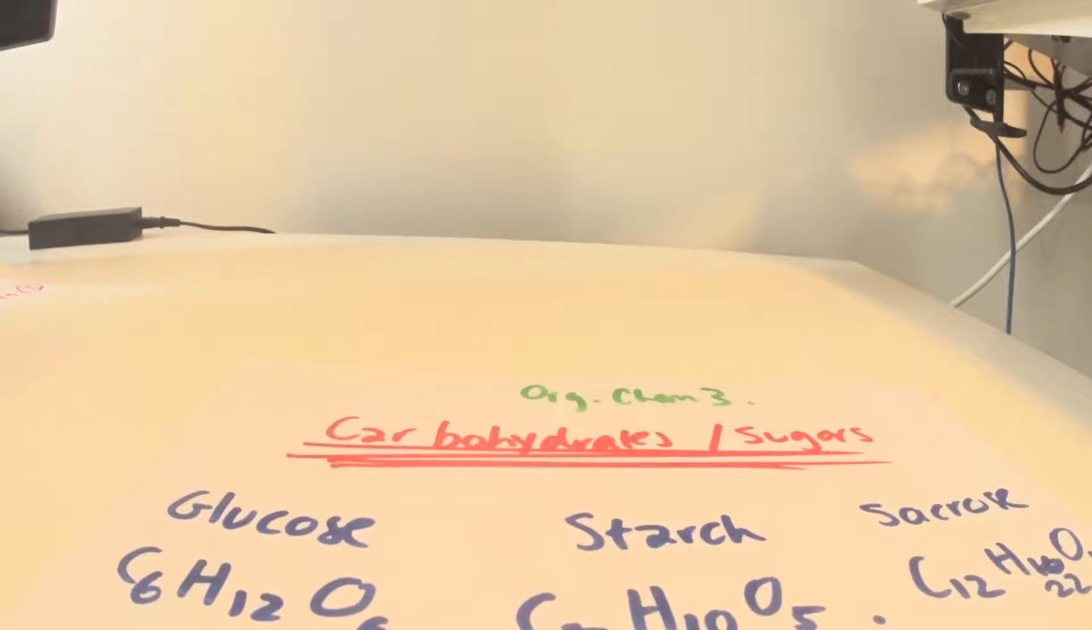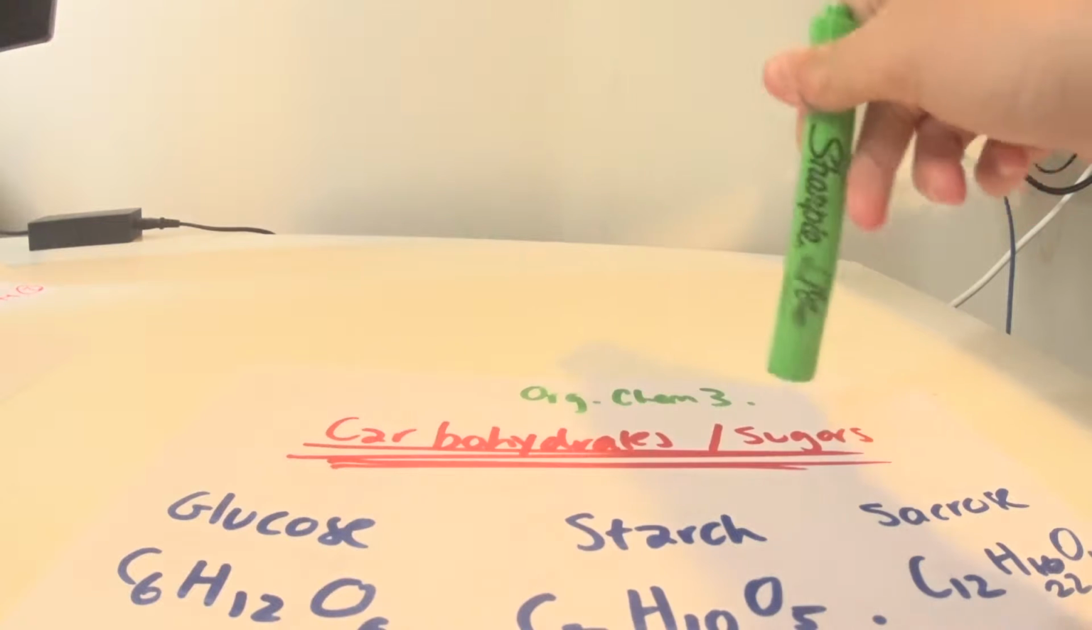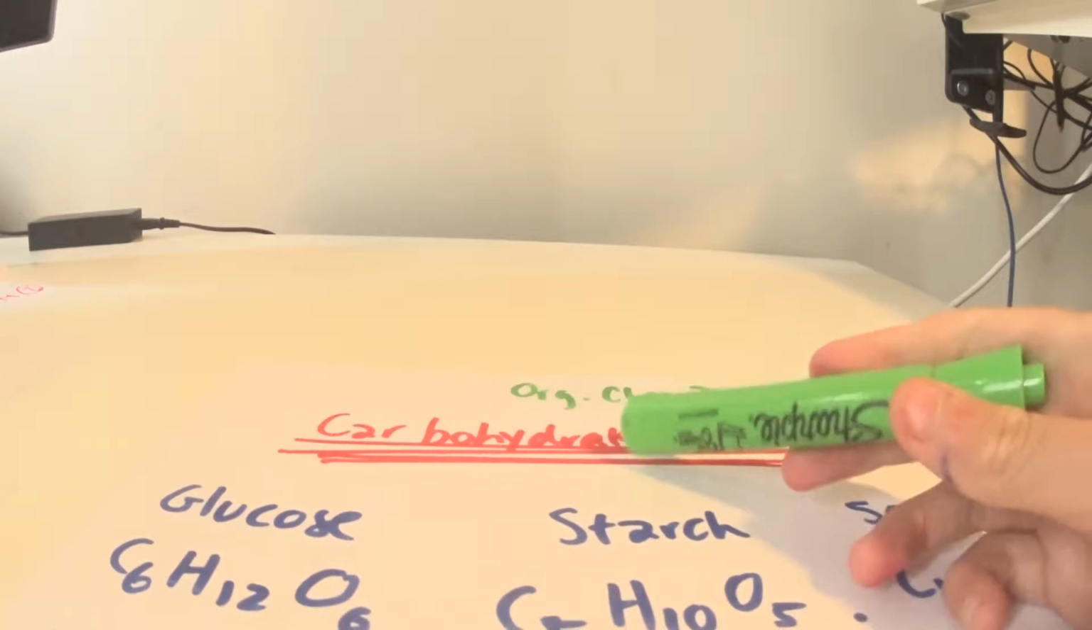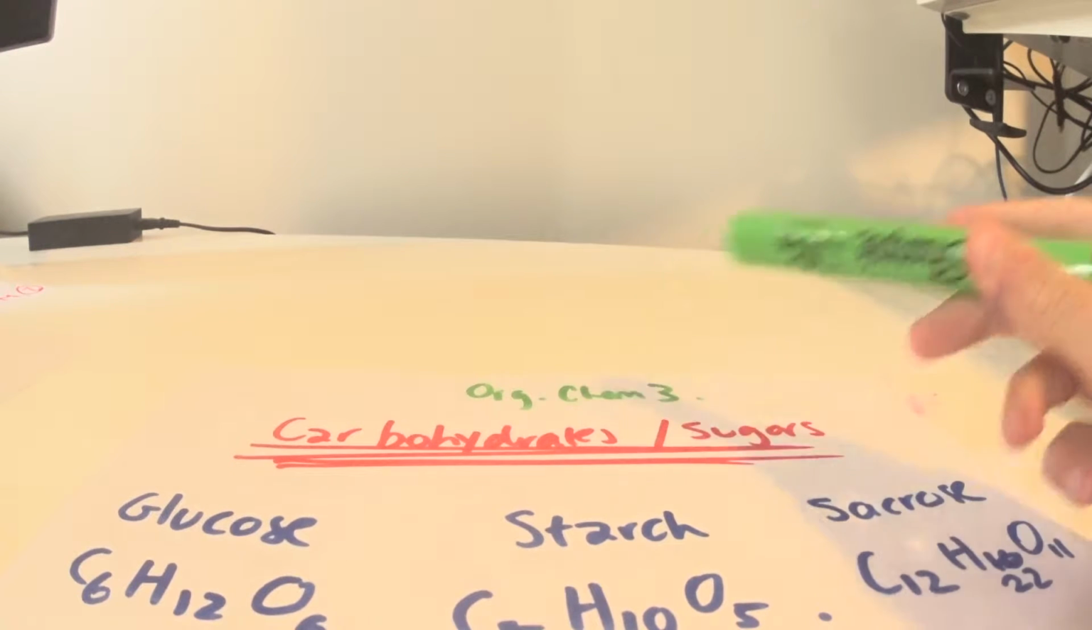Welcome to the third lesson in organic chemistry. So we're going to be learning about carbohydrates and sugars. Carbohydrate and sugar are the exact same thing. Carbohydrate is another word for sugar, sugar is another word for carbohydrate.